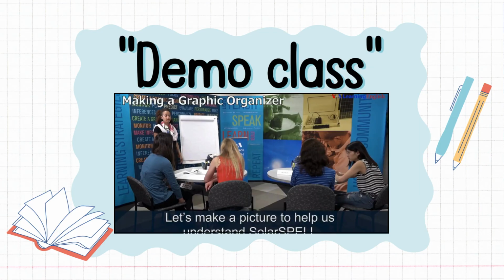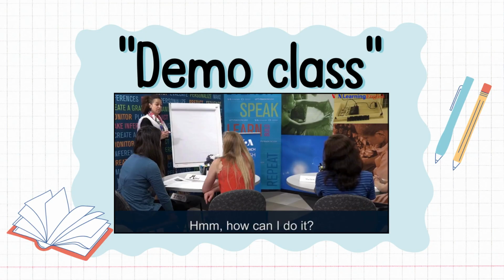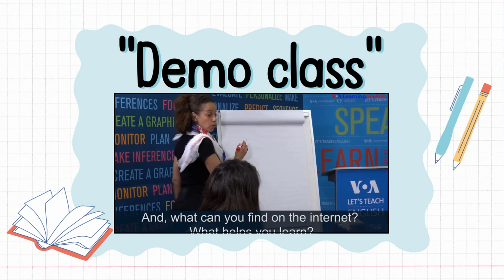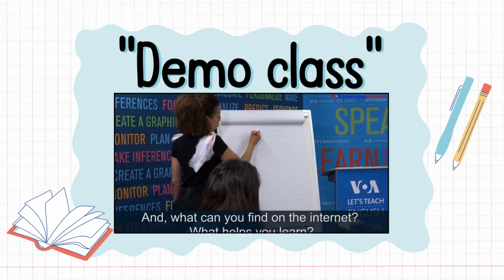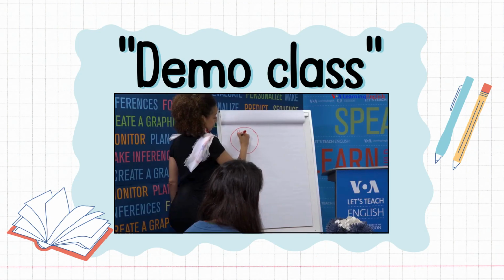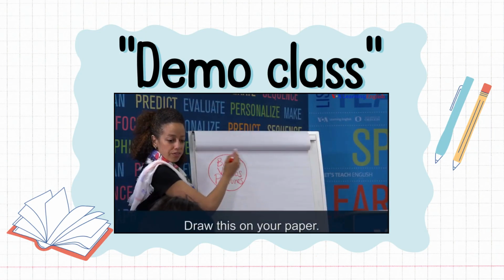Let's make a picture to help us understand solar spell. First, I want to show the internet in a picture. How can I do it? Show what's in it. Yes. And what can you find on the internet? What helps you learn? Mariam? Books. Good. So let's put that in our picture. Draw this on your paper.